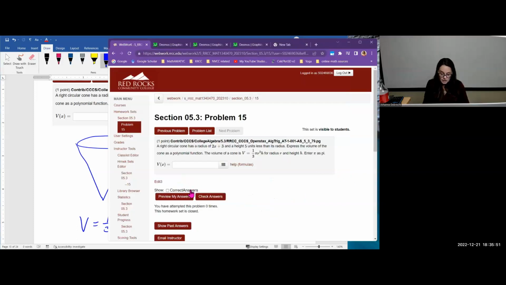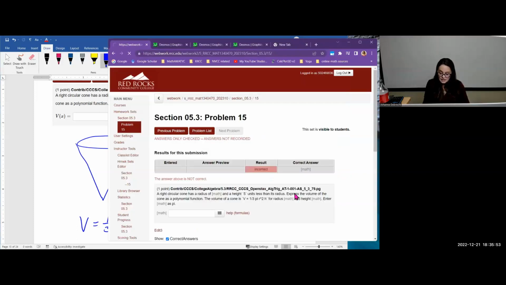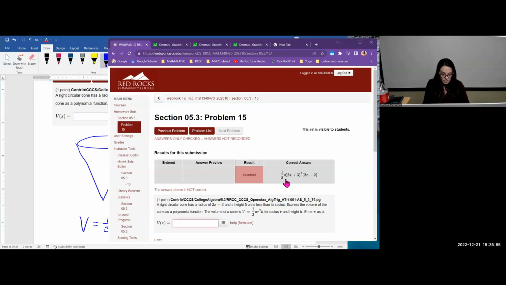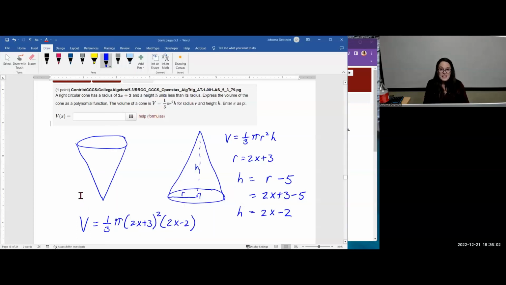And we can come over here, and I can cheat and get the answer for you very quickly. 1/3 pi, 2x plus 3 squared is the radius, 2x minus 2 is the height.